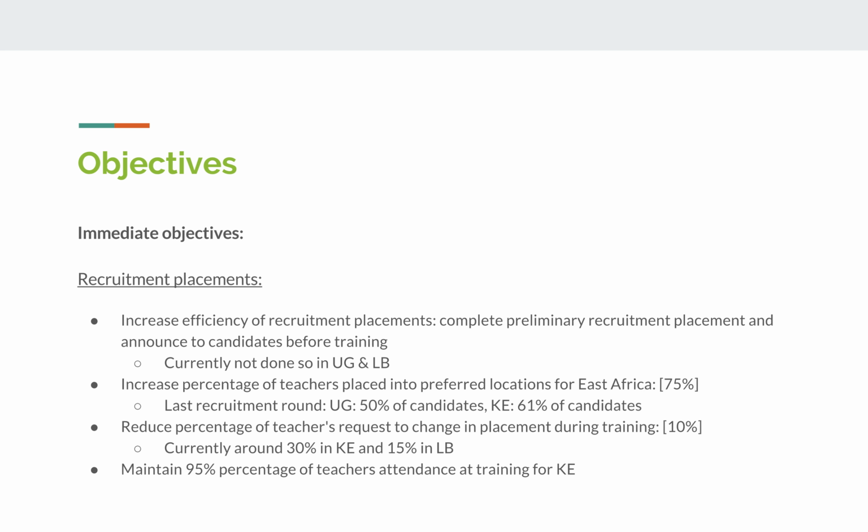The third one is reducing the percentage of teachers' requests to change placement during training. When the teachers haven't been placed into their preferred locations, during training they request to change the location, and that number is currently around 30% in Kenya and also 15% in Liberia. Right now this 10% is tentative, but I think we need to later on agree on a number here that is workable and reasonable.